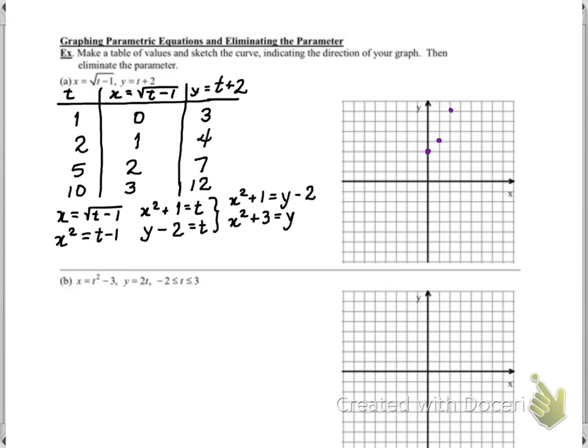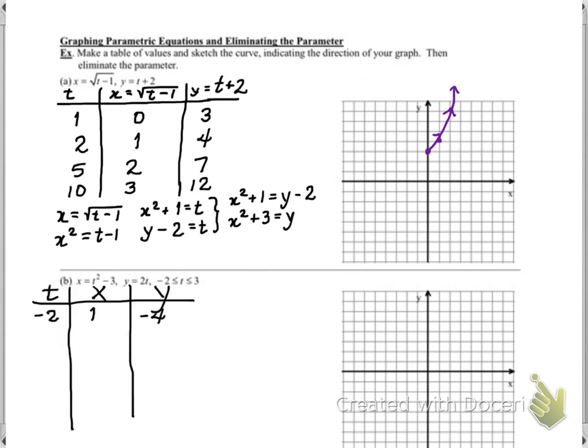Plot the points, connect the dots, and indicate direction with the first points leading towards the second, towards the third. And this is more obvious as we go forward.